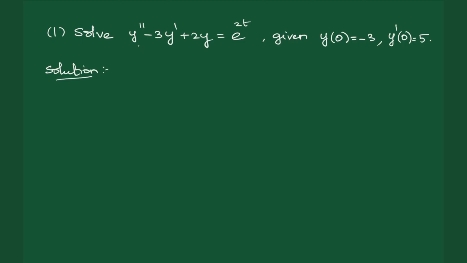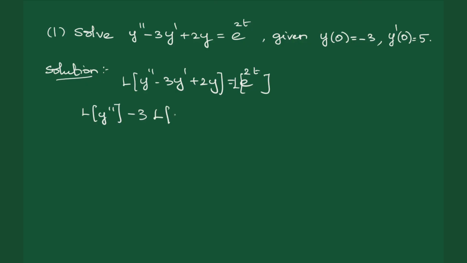Step number 1 is we have to take Laplace transform on both the sides. So here taking L of y double dash minus 3y dash plus 2y is equal to e to the power 2t. Sorry, here it should be L of e to the power 2t. We have to take Laplace transform on both the sides. Since the linearity property is applicable, we can split it like this, plus 2 into L of y, which is equal to L of e to the power 2t.